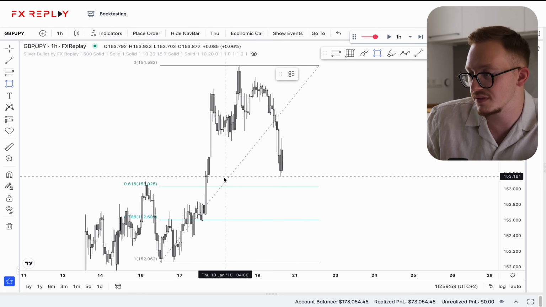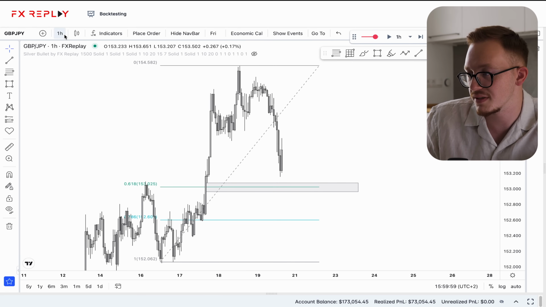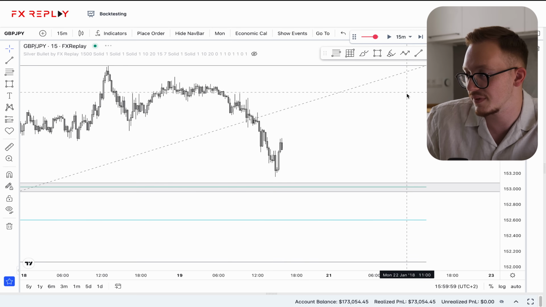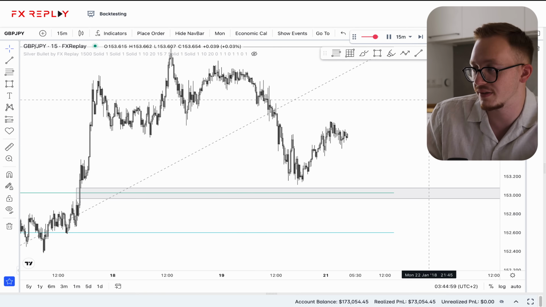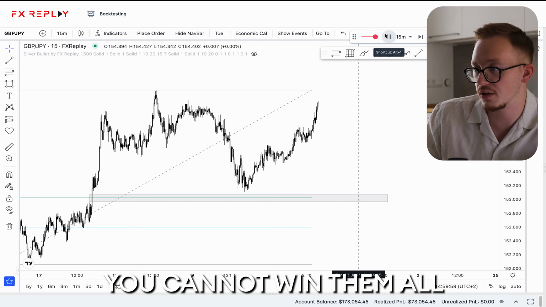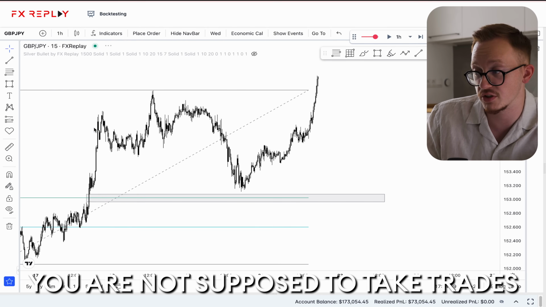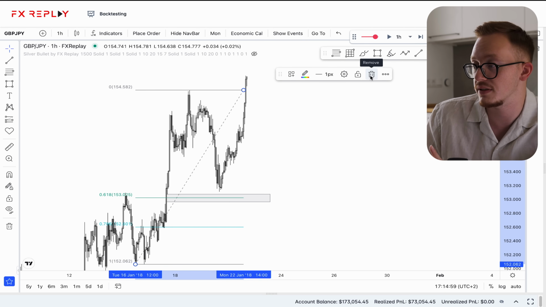I am going to mark out this fair value gap right here. If price comes here, I'm definitely buying, but I think we are going to miss it right away, as this would be a very good entry right here. So, could I have traded this? No, it did not meet the criteria of my strategy, and that's okay. You cannot win them all, and you are not supposed to take trades that are not inside of your strategy. I'm waiting for that 61.8 to be hit, so then I'm only taking that one.